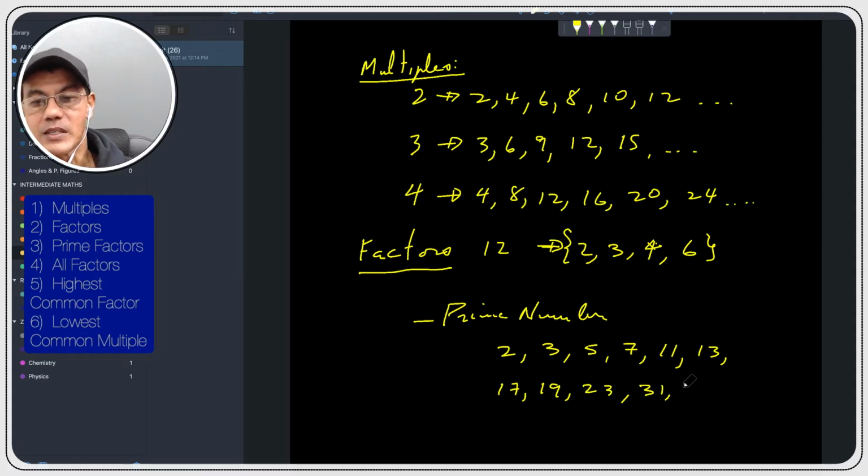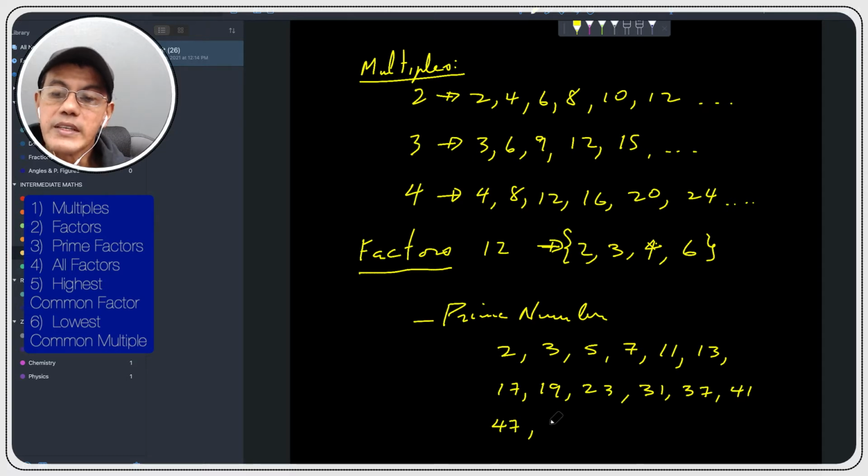33 is not a prime number because 11 and 3 can go into 33. 35 is not a prime number. 37 is a prime number. 41 is a prime number. 47, oops, 47 is a prime number, 49 is not a prime number.